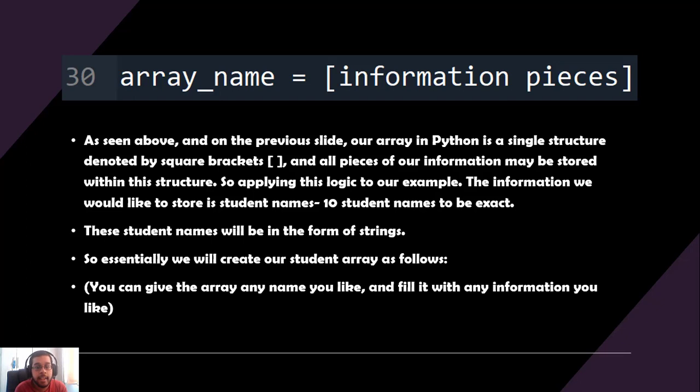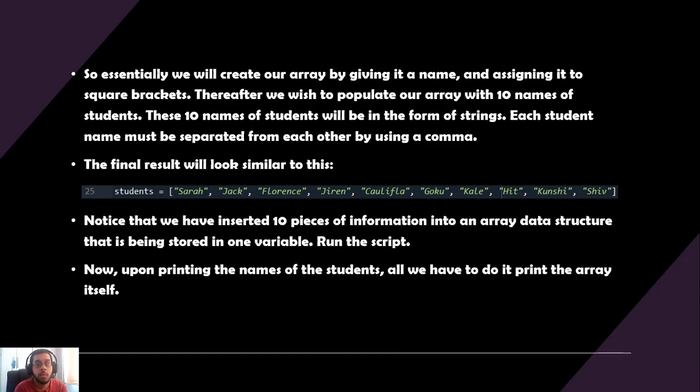You can give the array any name you like and fill it with any information you like. So essentially, we will create our array by giving it a name and assigning it to square brackets. Thereafter, we wish to populate our array with 10 names of students. These 10 names of students will be in the form of strings. Each student name must be separated from each other by using a comma. The final result will look similar to this.